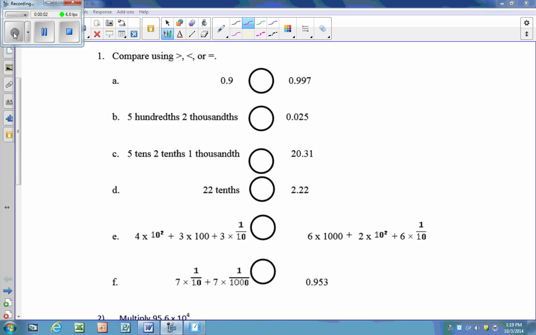This is the video for Module 1 mid-module review. So the directions for step 1 is to compare using greater than, less than, or equal to. Those are called inequality symbols.